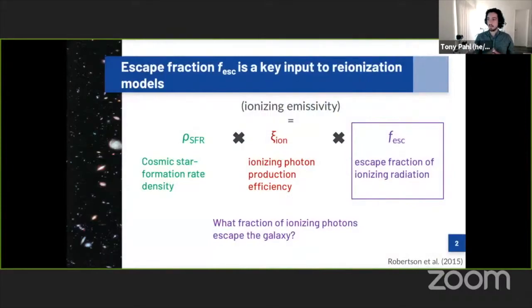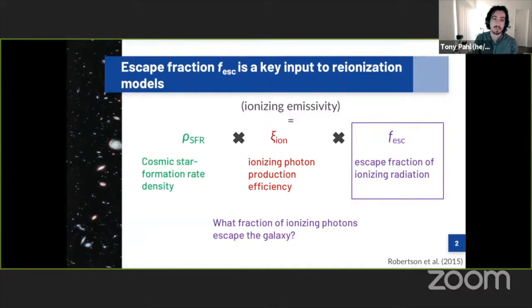So we've already got some wonderful motivation from this session about why measuring F-escape, especially in lower redshift analogs, is important. But just to give another brief overview here, we can basically model reionization by understanding the ionizing emissivity as a function of cosmic time. So to model the ionizing emissivity, we need to know rho SFR, the cosmic star formation rate density. We need to know psi ion, the ionizing photon production efficiency. And finally, we need to know F-escape, which is the actual escape fraction of ionizing radiation that's produced in these galaxies.